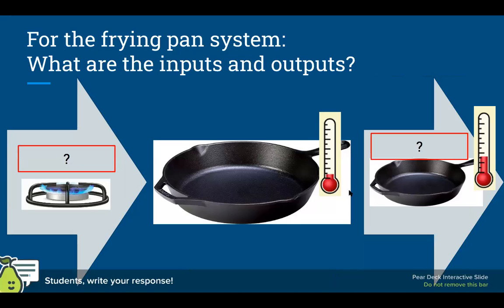So, if we want to break this down in terms of something that we've used to think about in chemistry, when we talk about inputs and outputs of this system. The system is in the middle. The system is our cast iron frying pan. And we see some images to the left and we see some images to the right. We see some thermometers here. Make a prediction. What are the inputs and outputs of this system?